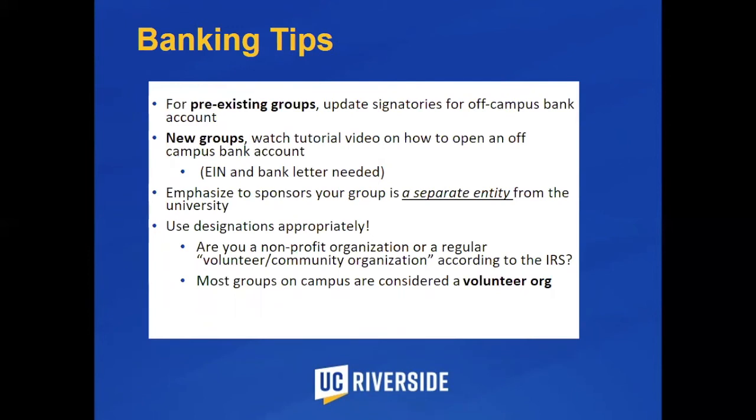For pre-existing groups, be sure to update your signatories for your off-campus bank account. Any new groups, be sure to watch the tutorial video on how to open an off-campus bank account. You will need an EIN and bank letter from the Office of Student Life. Be sure to emphasize to sponsors your group is a separate entity from the university. Use designations appropriately. Are you a nonprofit organization or a regular volunteer community organization according to the IRS? Most groups on campus are considered a volunteer organization.